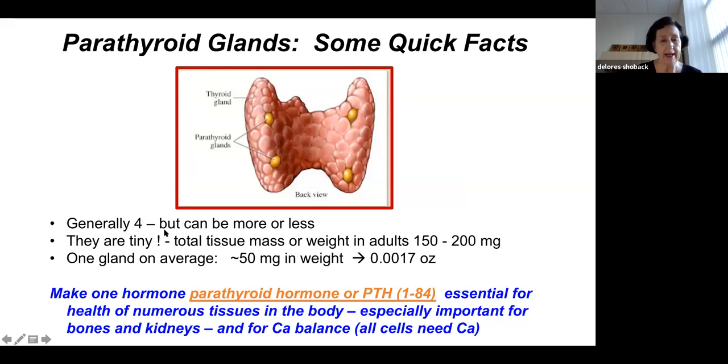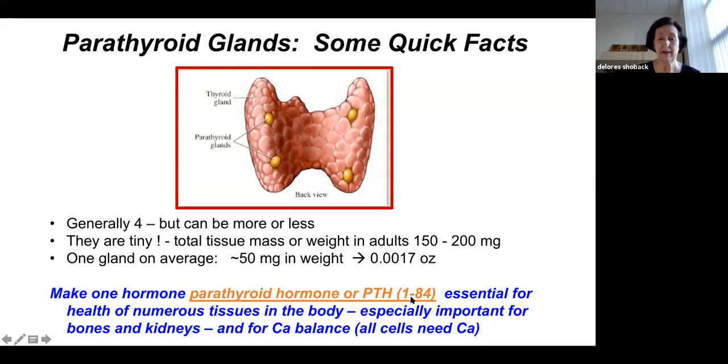Each of us generally has 4, but there can be more than that, or there can be less than that. And they are tiny. They are busy little glands because the total amount of them in an adult is about 150 to 200 milligrams. This is tiny. One gland on average weighs about 50 milligrams, and you can see this is a fraction of an ounce. So these are tiny, busy little glands. And really they only do one thing pretty much. They make parathyroid hormone. You'll see it abbreviated as PTH 1 to 84. That just means the amino acids. It has 84 amino acids.